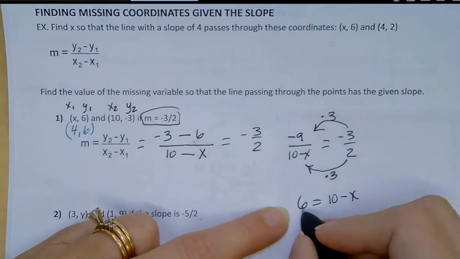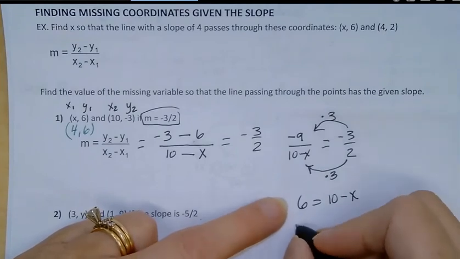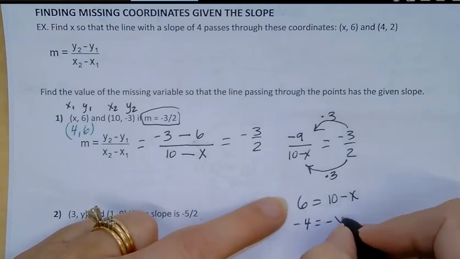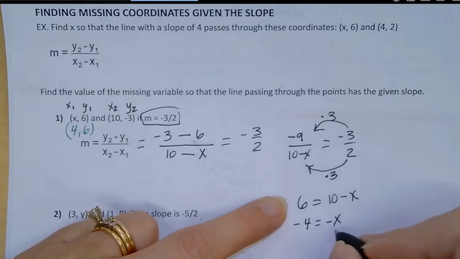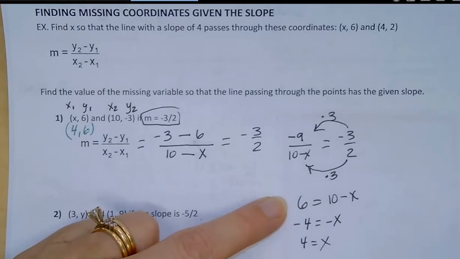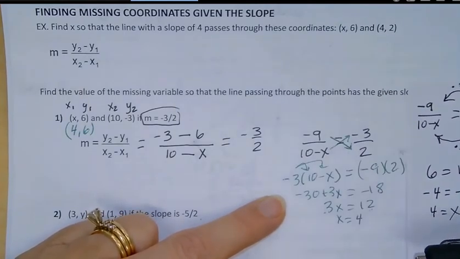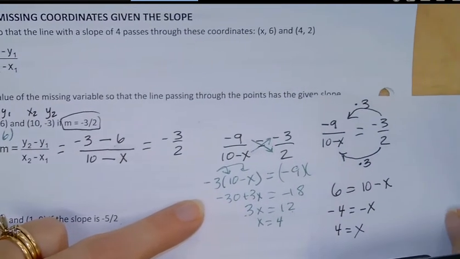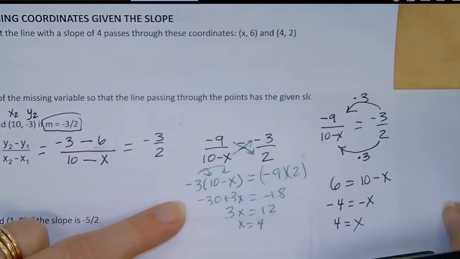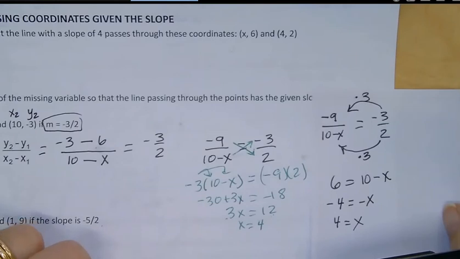Okay, I'm going to subtract 10 from each side. So I have negative 4 equals negative x. Multiply each side by negative 1, and I get 4 equals x. So either way, you're going to find out that x equals 4. And I'll slide everything over so you can see everything all at once. Either one of those methods is totally fine.